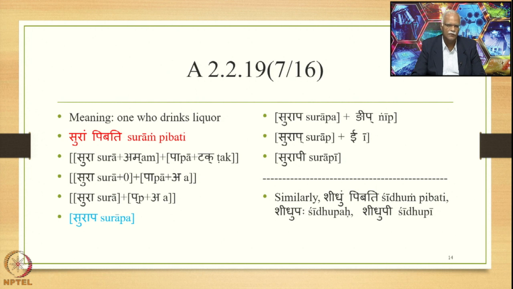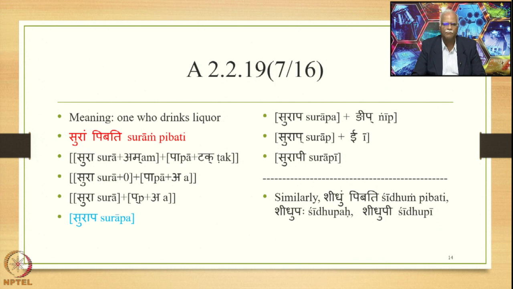Now let us look at the example where the verbal root pa is involved. When the meaning is one who drinks liquor, we have the laukika vigraha suram pibati, and then sura plus am plus pa plus tak is the alaukika vigraha. Sura is related to the action of drinking denoted by the verbal root pa in the sense of karma, that is the interrelation. So samasa takes place, samasa saudhnya happens, then pratipadika saudhnya happens, and then supodhatu pratipadika yoho applies and the suffix am gets deleted. So we have sura plus zero plus pa plus a, and then because of the marker ka, the long vowel a in pa gets deleted. So we have sura plus pa plus a, and finally the compound output derived is surapa.